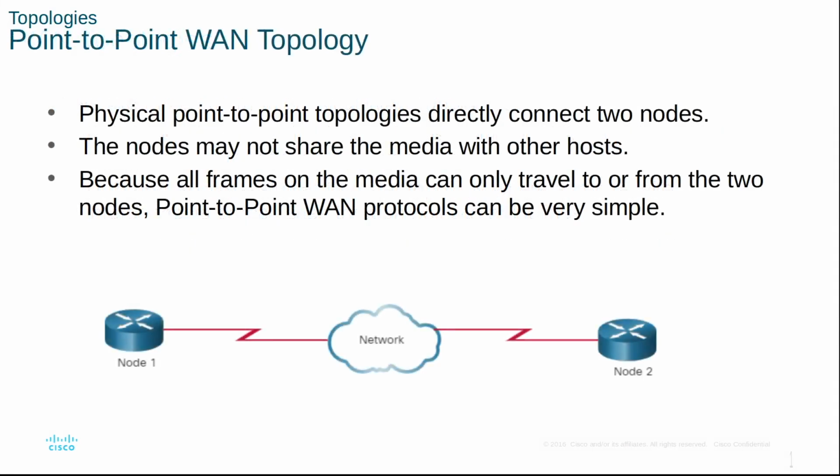So here's what they look like. Here we see a physical point-to-point topology. We've got one node here, another node here. They're both connected. Now they might not share media with other hosts, and because all of the frames on the media can only travel between two nodes, from one source to one destination in either direction, the protocols for this are very, very simple because the topology is very simple. It's just a line.